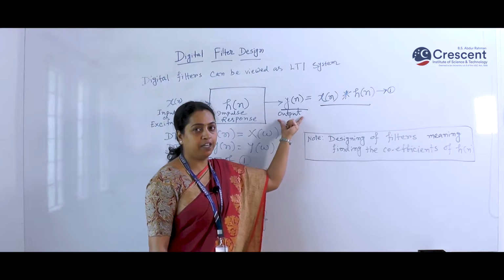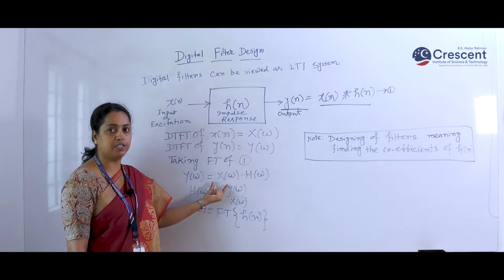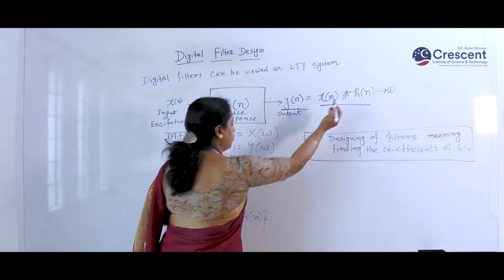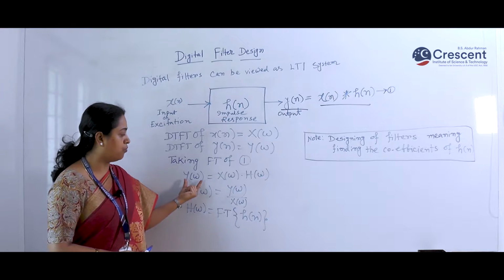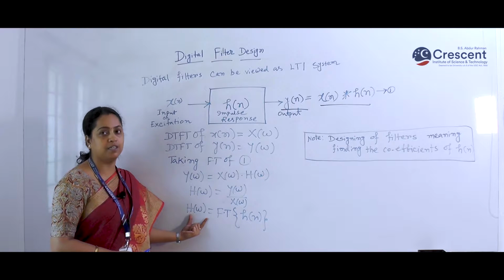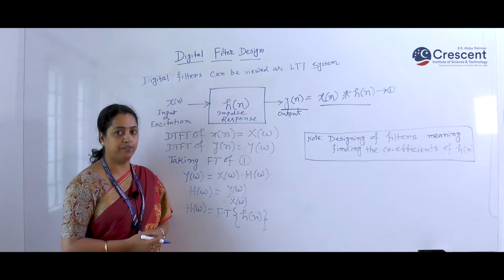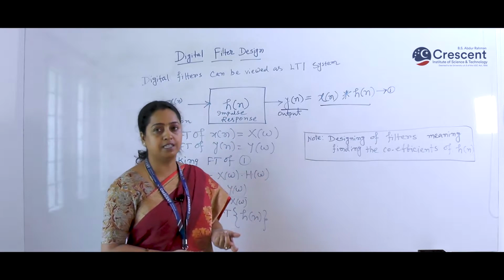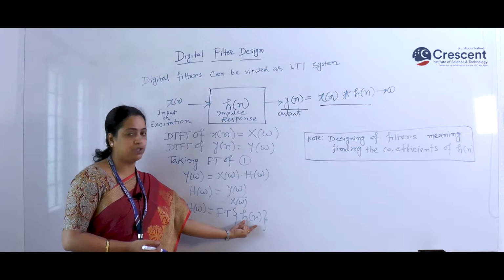Once we take the DTFT of the expression 1, we can see that here we are getting y of omega, which is equal to x of omega into h of omega. Why into? Because convolution in time domain corresponds to multiplication in frequency domain. Now if we take the ratio of y of omega to x of omega, we are getting here h of omega. What is this h of omega? This is nothing but the Fourier transform of h of n, which is nothing but the impulse response of the filter. So once we are finding the coefficients of h of n, that means we will be designing the filter. So filter design is nothing but finding the coefficients of h of n of the filter.